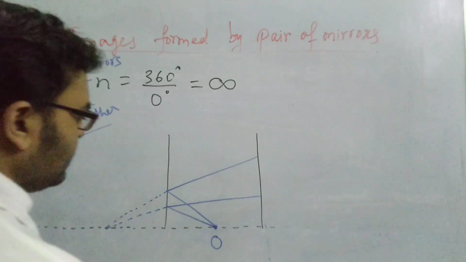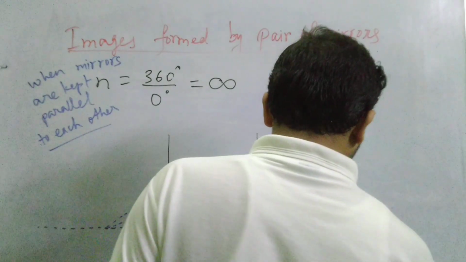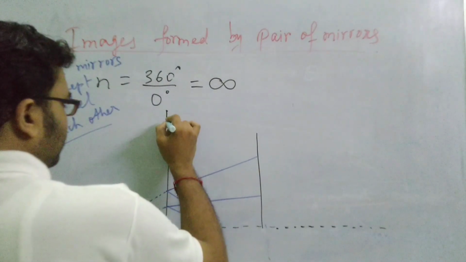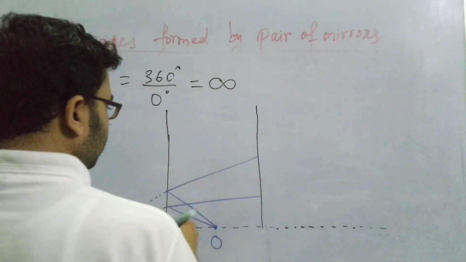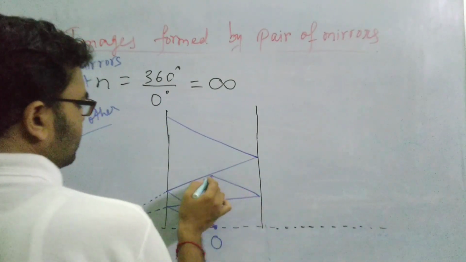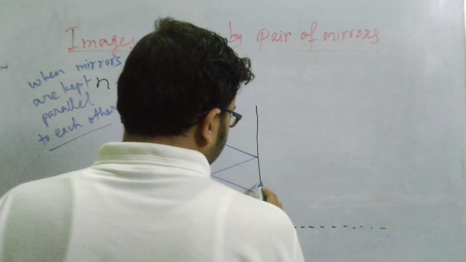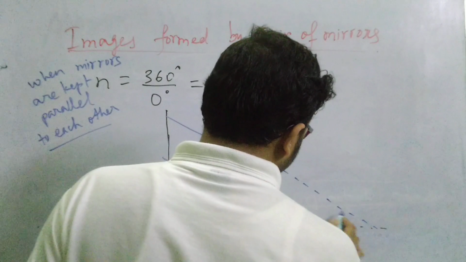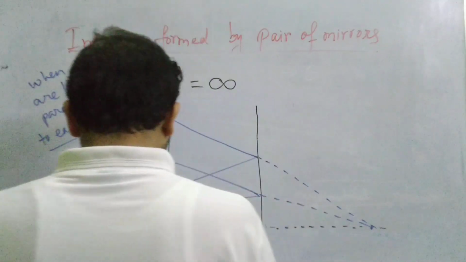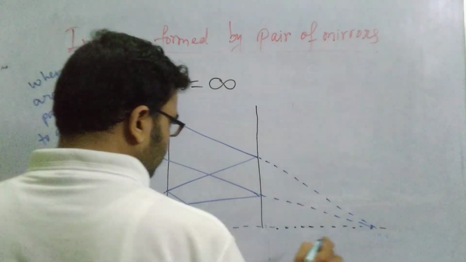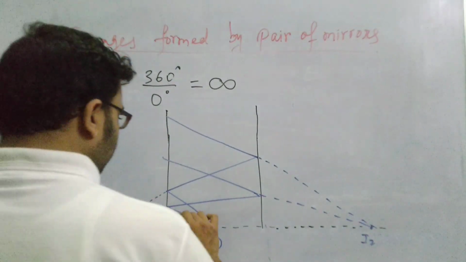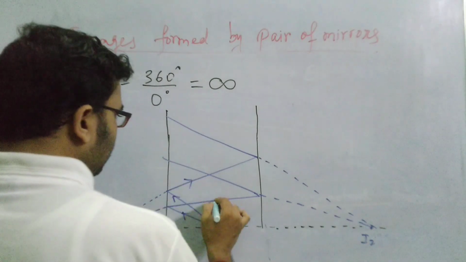Now again, the light ray gets reflected from the mirror on the right to the mirror on the left, and it goes on like this. If we trace back these reflected rays, they will meet at a point, and here we get another image. So this is the first image I1, this is the second image I2, and this keeps on going. But it will not be infinite, as I have said.